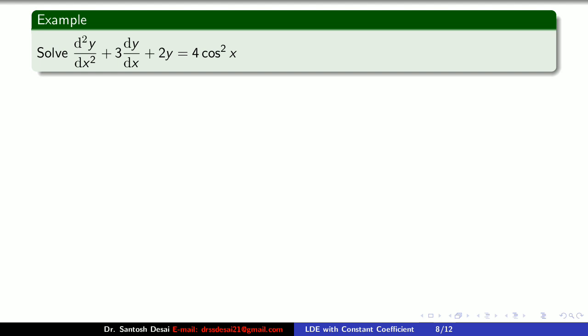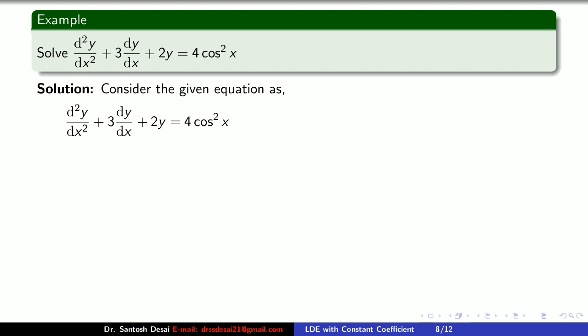Now consider one more example. Solve d2y by dx square plus 3dy by dx plus 2y is equal to 4 cos square x. Now again first we simplify the auxiliary equation and then find the complementary function. So the given equation is d2y by dx square plus 3dy by dx plus 2y is equal to 4 cos square x. From this one can write very easily the auxiliary equation as D square plus 3D plus 2 is equal to 0.